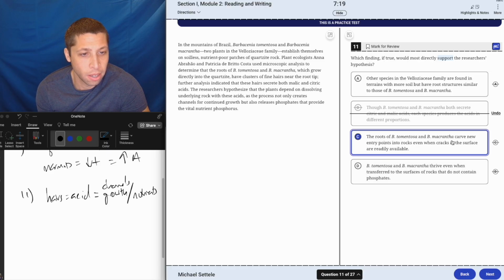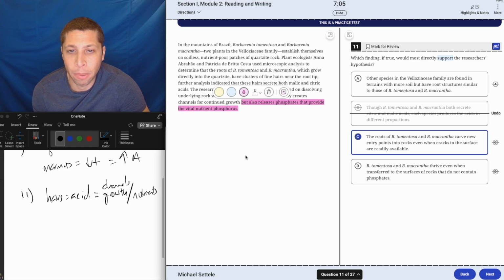So I think it's this, because they're carving into the rock regardless of whether there's... So they do it for two reasons. They do it for growth and nutrients. So this is saying, it not only creates channels. So they're really emphasizing this, the nutrient piece here. So this is also doing that, is that they're doing it for the nutrients. Yeah.